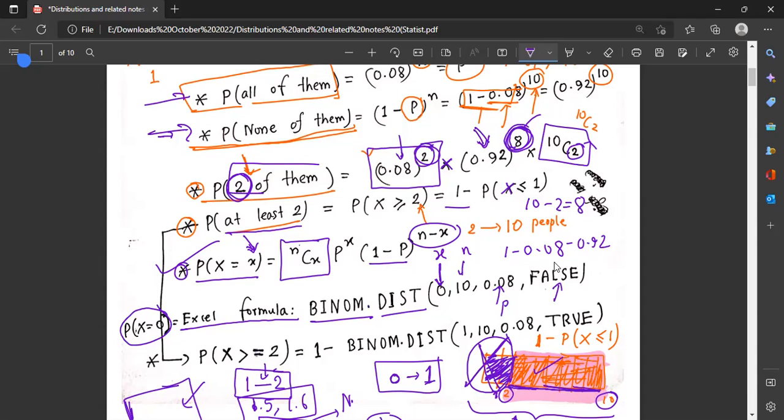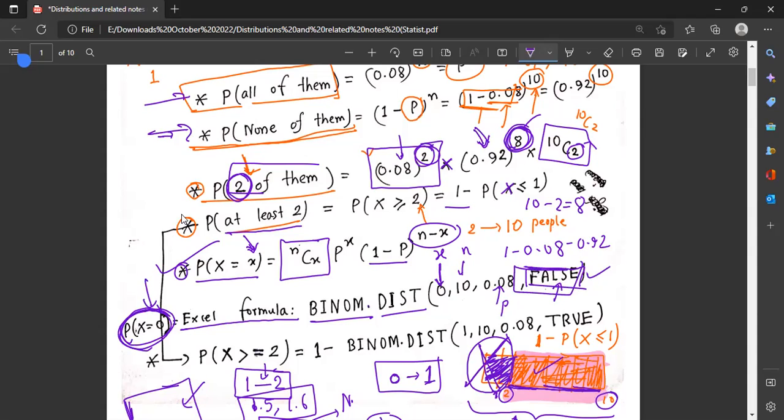cumulative. So we have two kinds of distribution. One is cumulative, and another one is maybe the probability mass function. So in this case, it is false. That means we are only interested in just one value, right? Here x is equal to 0. So this is one value, so here we write down false.